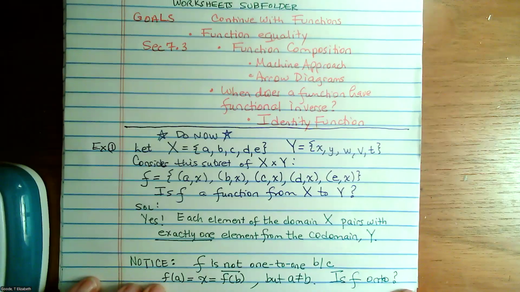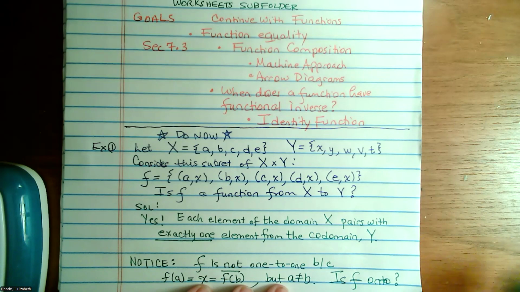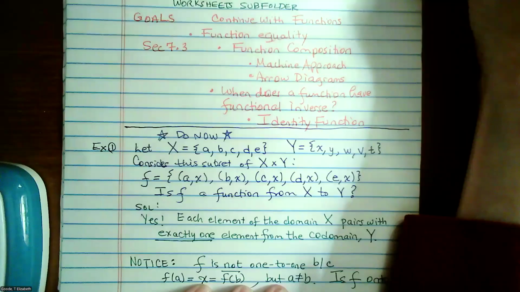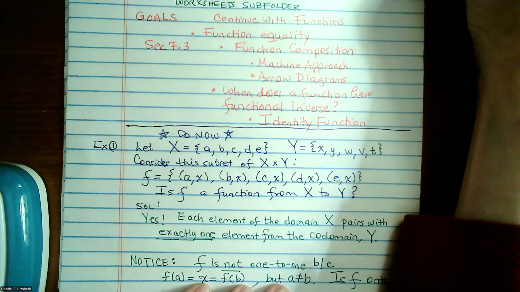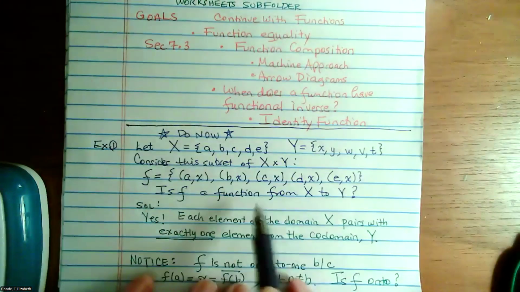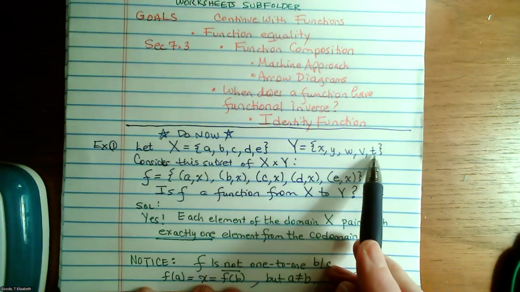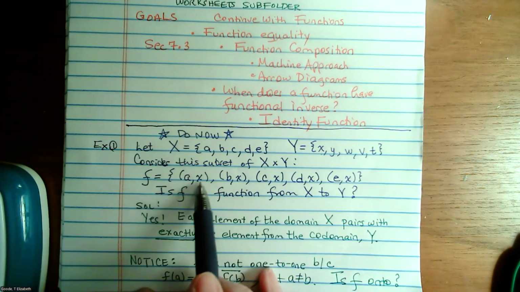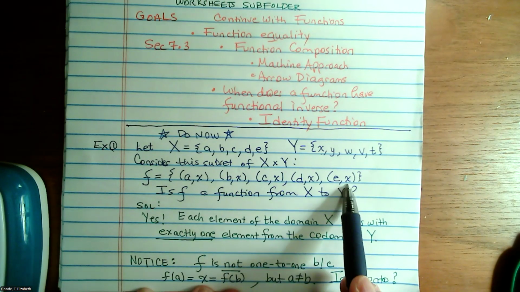F isn't onto Y. Yeah, it's not onto Y. And why is that, Edwin? Because F doesn't have every element of Y present in that set. That's right. Well, as a second coordinate, right. Each element of Y would need to appear as one of these second coordinates.